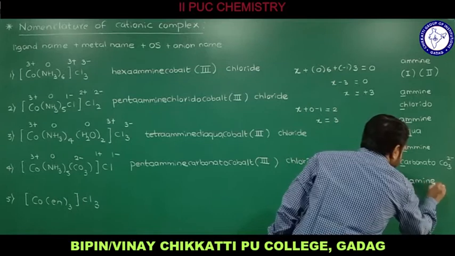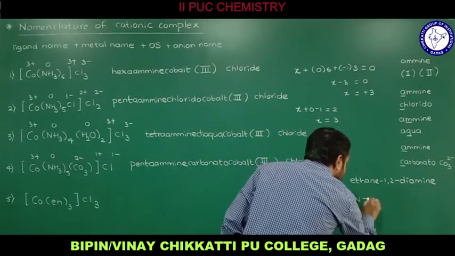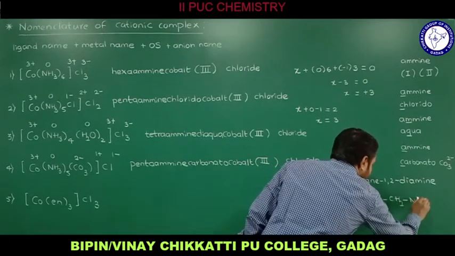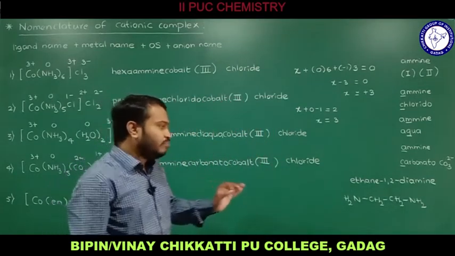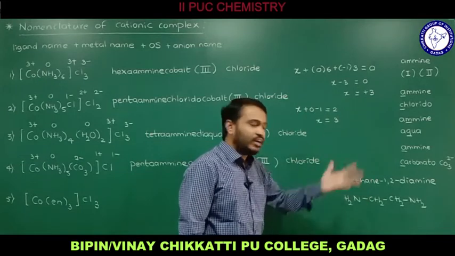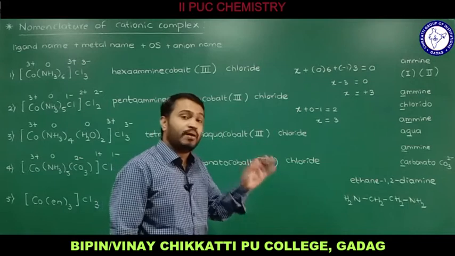Ethane 1,2-diamine. And the structure I am going to write NH2 CH2 CH2 NH2. So ethane 1,2-diamine, do you remember what kind of ligand it is? Whether it is monodentate, bidentate, polydentate, ambidentate. So ethane 1,2-diamine belongs to bidentate ligand.